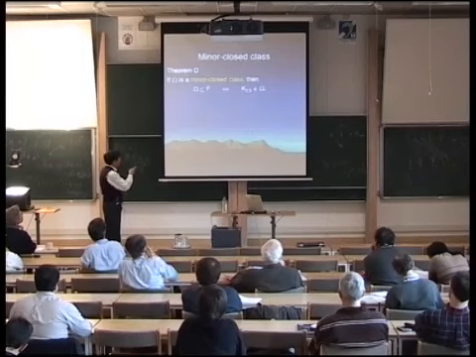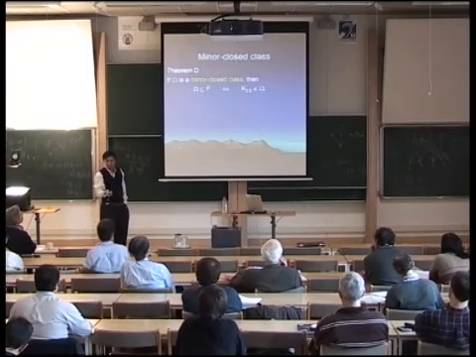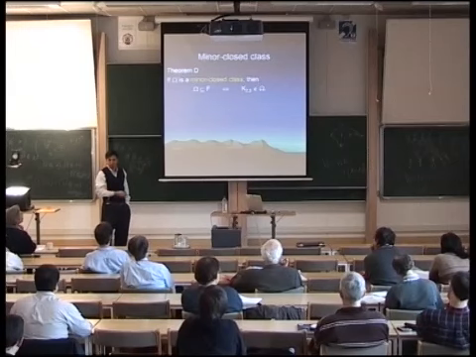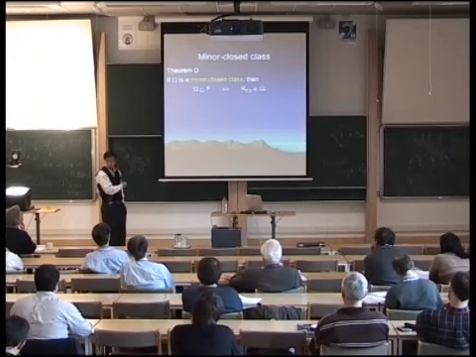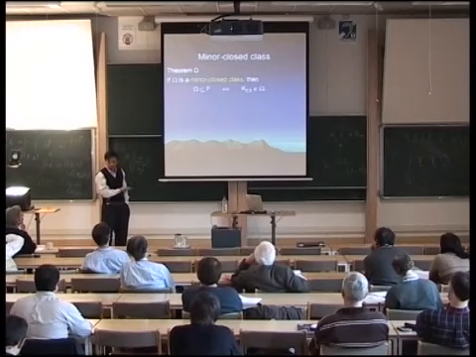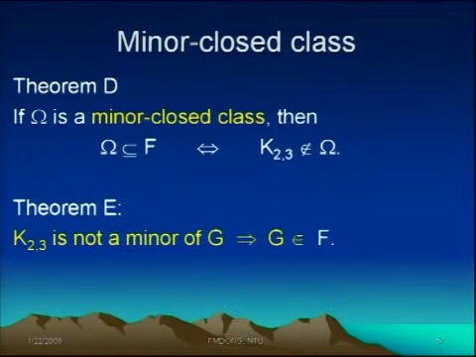If K23 is in the family, then it may not be true, because K23 itself is a graph that has 0 between 1 and 2. If K23 is not in the family, then the whole minor closed family is a subset of F. And this result comes from the next theorem: if K23 is not a minor of G, then G is in F.